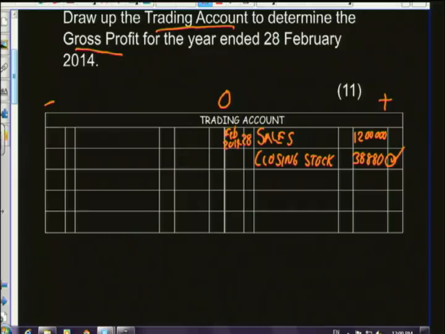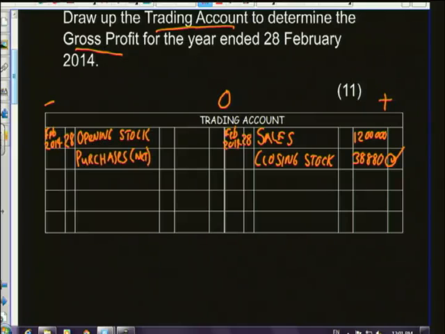Right, so we've transferred sales, we've transferred closing stock on the credit side. Now let's look at what happens on the debit side of this T account. On the debit side, again, it's at the end of the year, 28th of Feb 2014. Remember, this particular business uses the periodic inventory system. So on the debit side, I'm closing off opening stock. I will also close off my purchases. And here, guys, when I talk about purchases, I'm referring to your net purchases.